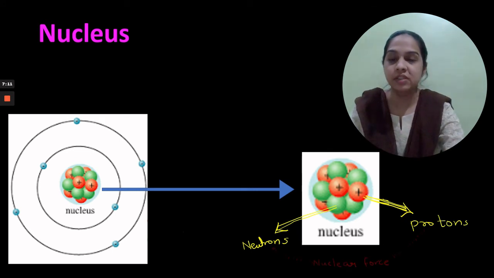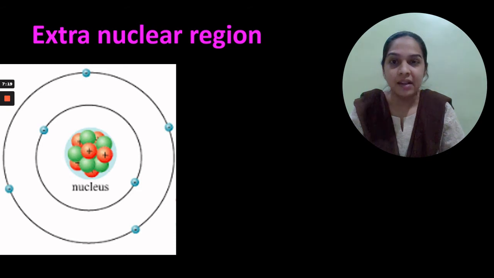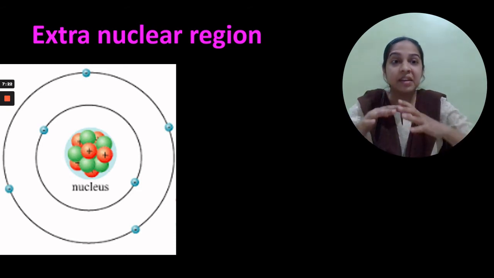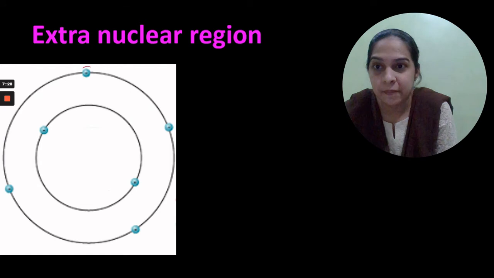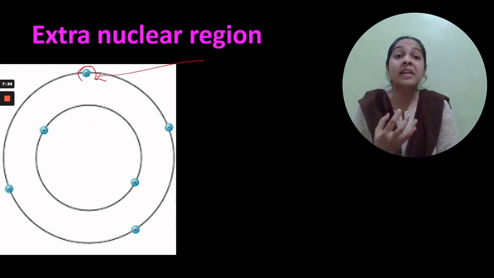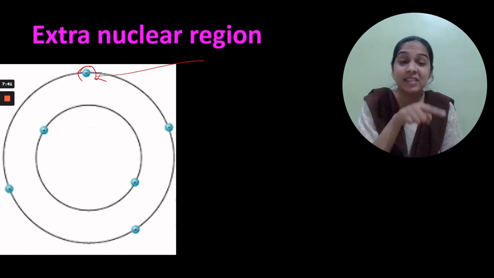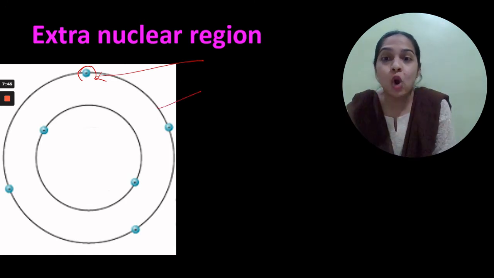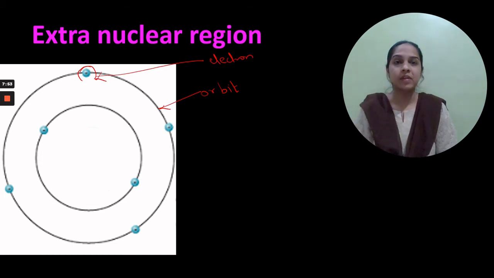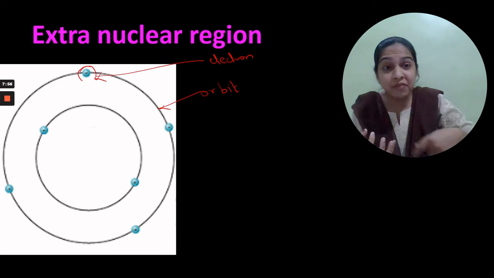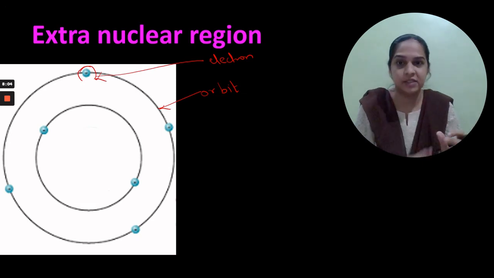Let's talk about another region, that is extranuclear region. As you know, this extranuclear region is nothing but the region outside the nucleus. It is composed of electrons. Electrons are the particles which are negatively charged, and they keep revolving around the nucleus in fixed circular paths called orbits. So this region consists of electrons revolving around the nucleus in fixed circular paths called orbits.